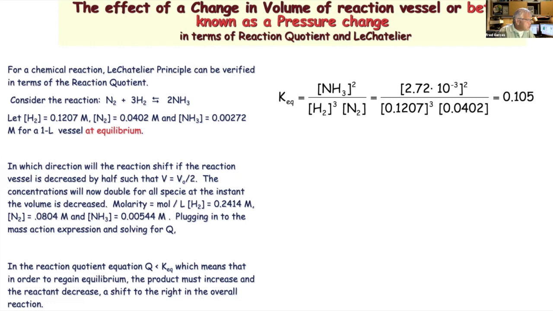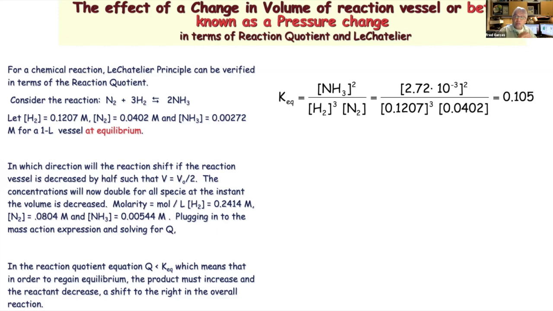This 0.1207 molar for hydrogen is now 0.2414. This 0.0402 for nitrogen is now 0.0804. And this 0.00272 molar for ammonia is now 0.00544. The concentration changes when you change the volume of a gas. Okay, that's key. And you can only change pressure when you change the volume for this concept to work.